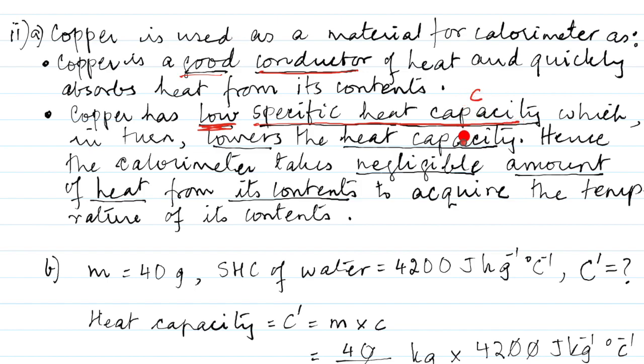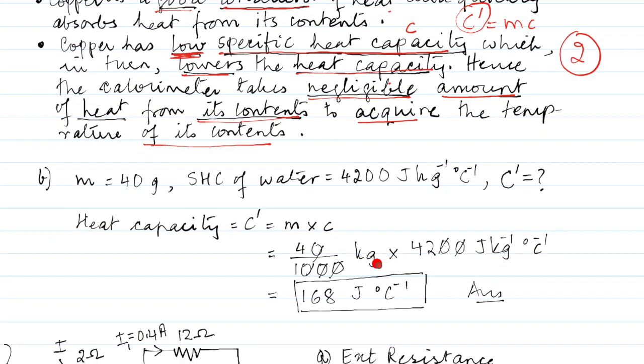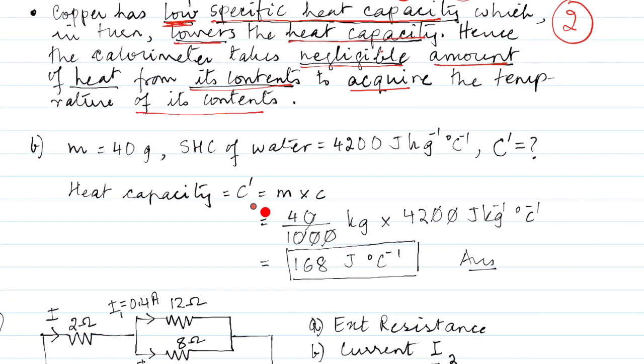So because of small c, remember capital C, that is heat capacity, is m into c. This also becomes less. So it lowers the heat capacity, and so the calorimeter takes a negligible amount of heat from its contents to acquire the temperature of its contents. And this will be point number 1, this will be point number 2, so this will be 2 marks. We don't have half marks, so it will not be 1.5 and 1.5 here. Trust me, the board doesn't give half marks.